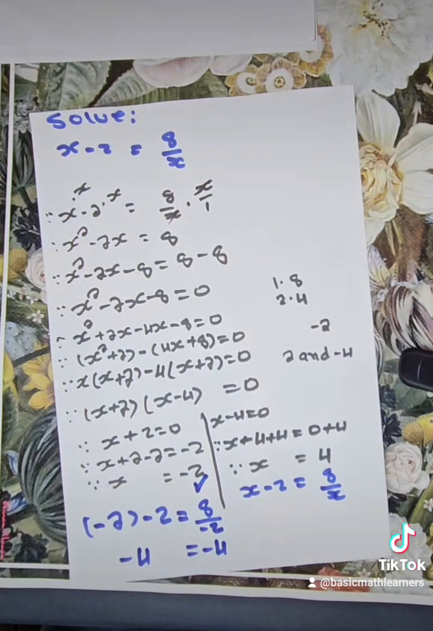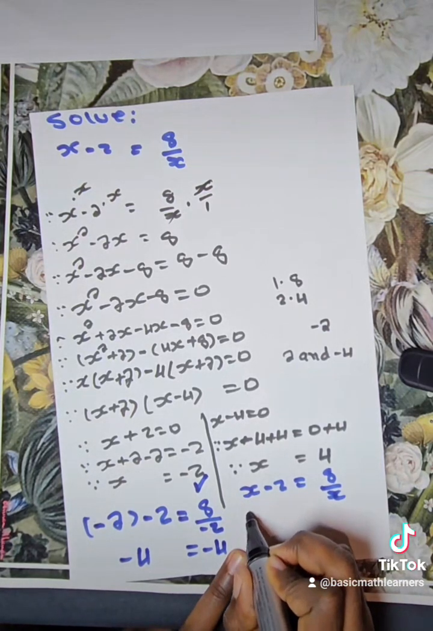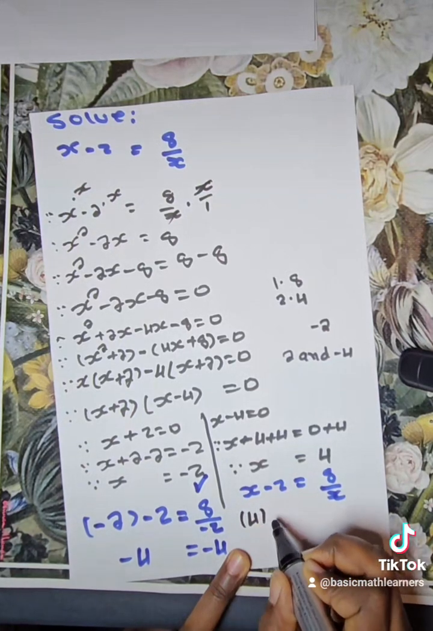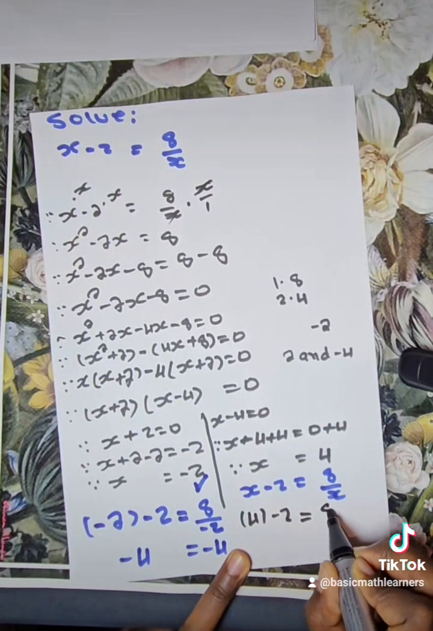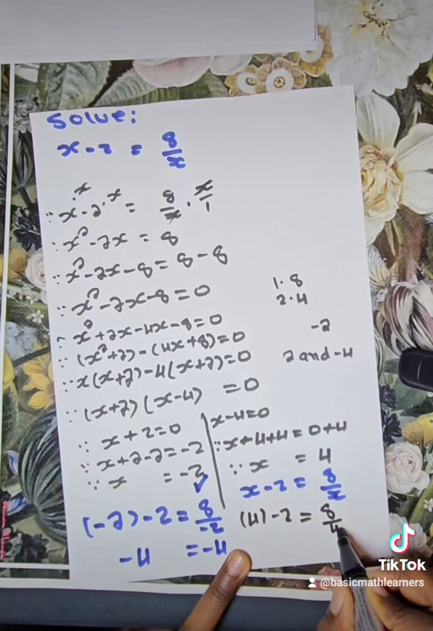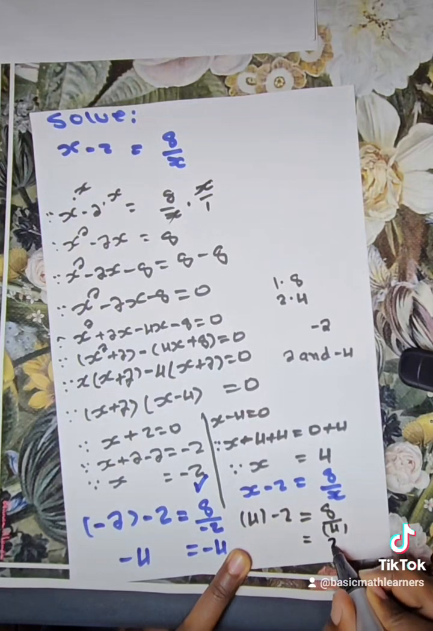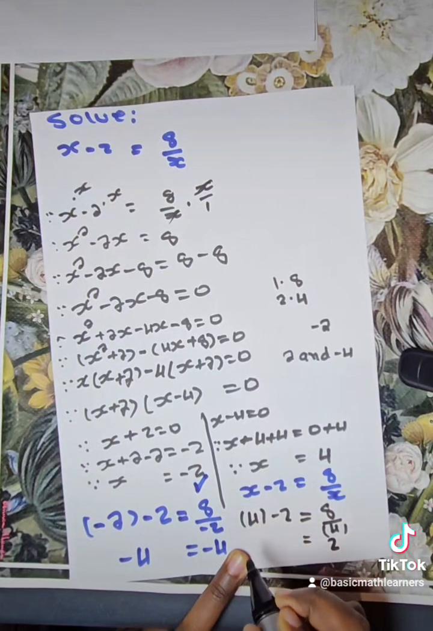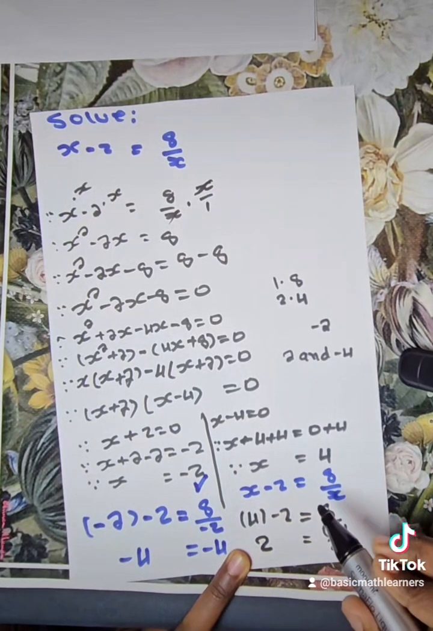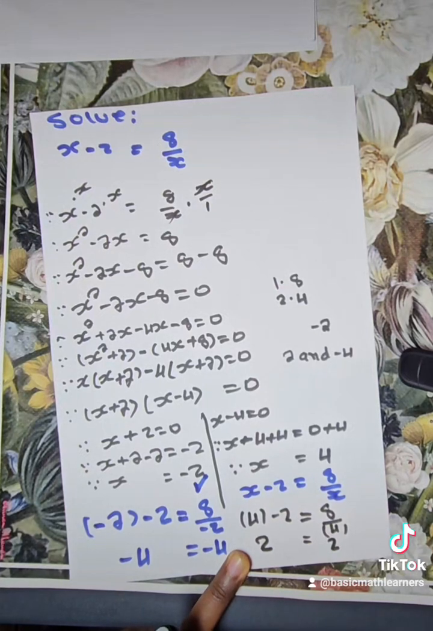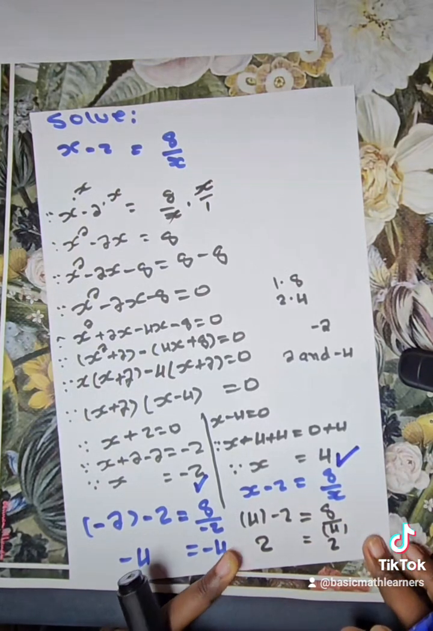So let's check now with x equals 4. So let's say 4, always in bracket. That's safer for you. Minus 2 equals 8 over 4 in bracket. Divide 8 by 4. This will give me 2. Take 2 from 4. This will give me also 2. 2 equal to 2. Therefore, our second solution, which was x equals 4, is 100% also valid.